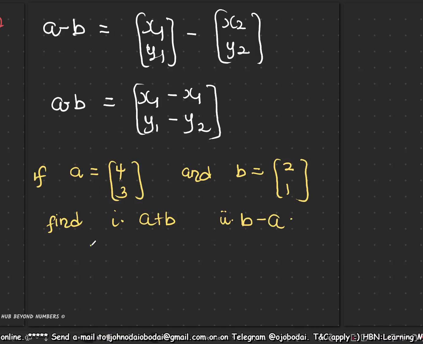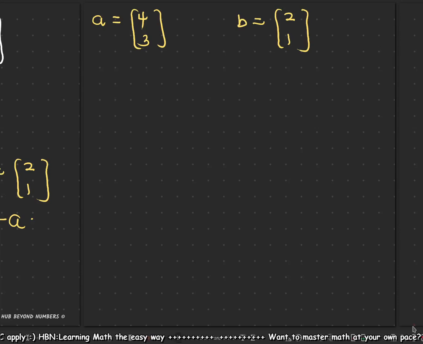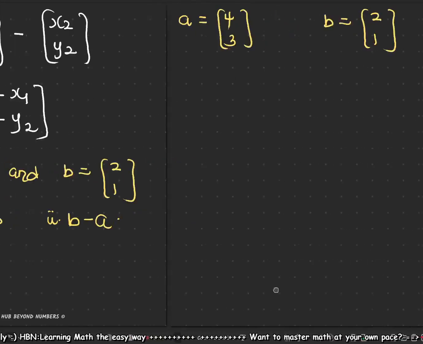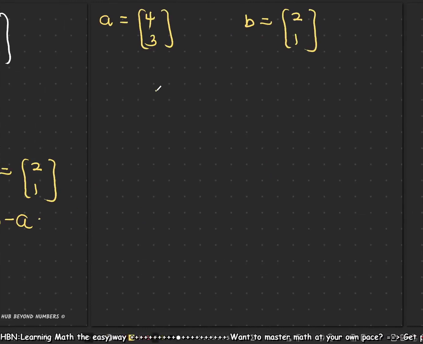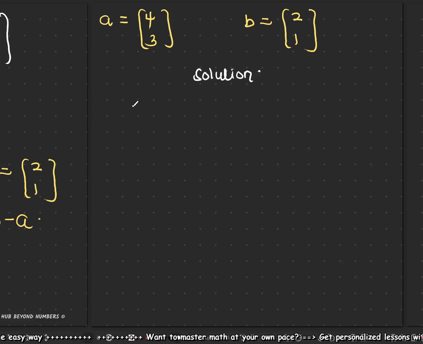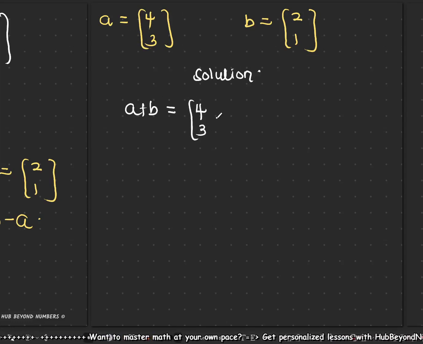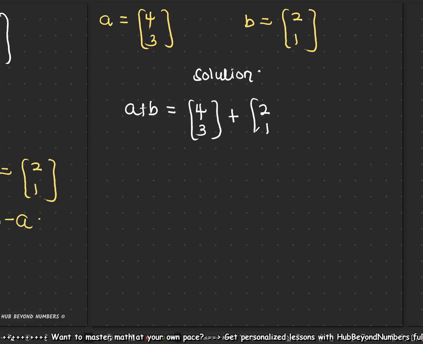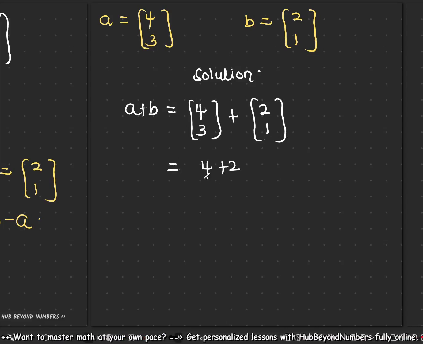So we know our A. Let me copy this to the next slide. So these are what we know from the question. And the first one says we want A plus B. So our solution. Our A plus B is just going to be the coordinates of A, which is 4, 3, then plus that of B. You see? So we have 4 plus 2, then we have 3 plus 1.